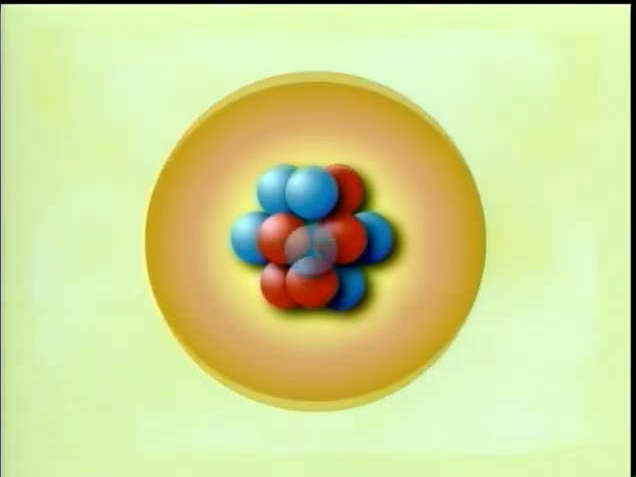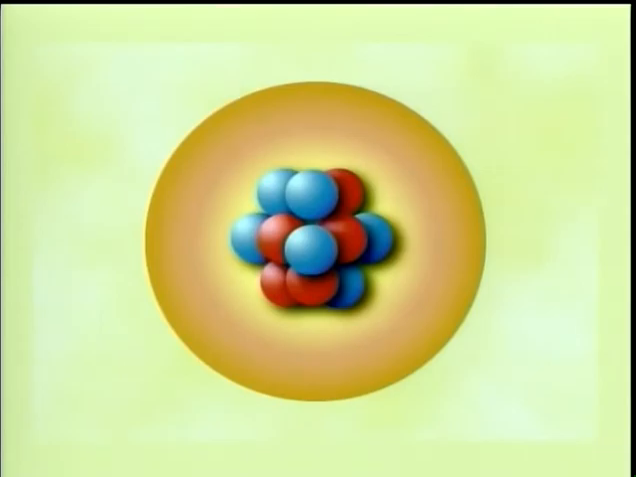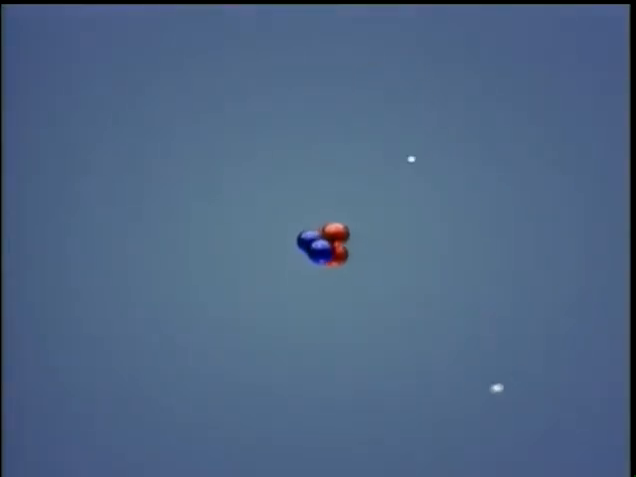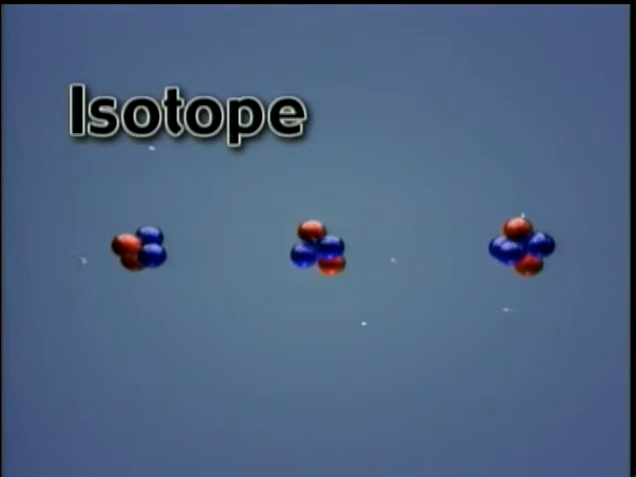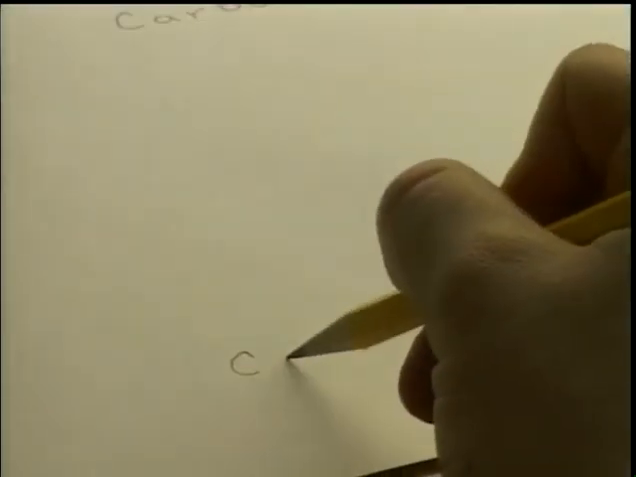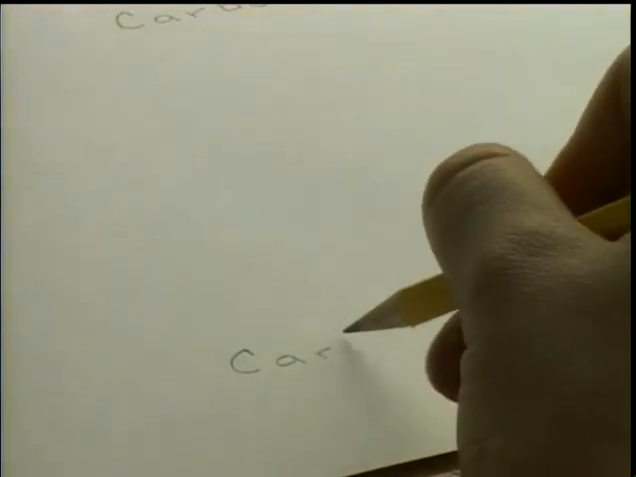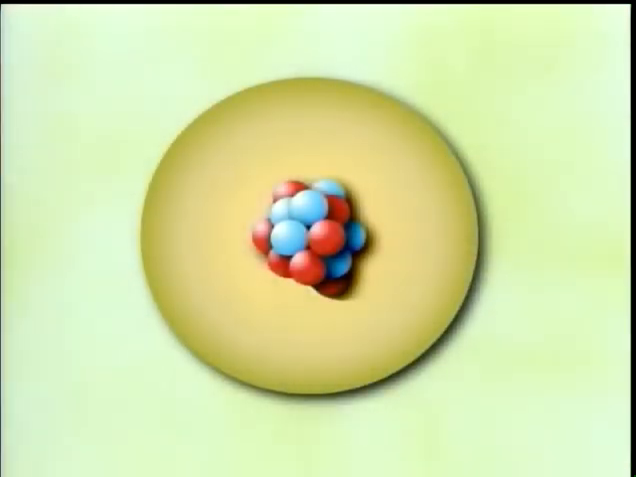But the number of neutrons of an element can change. Believe it or not, atoms of the same element can have different numbers of neutrons. These are called isotopes. An isotope is an atom that has the same number of protons as another atom of the same element, but a different number of neutrons. The element carbon found in this pencil tip can be an isotope. For example, carbon may have 6 neutrons or 8 neutrons.